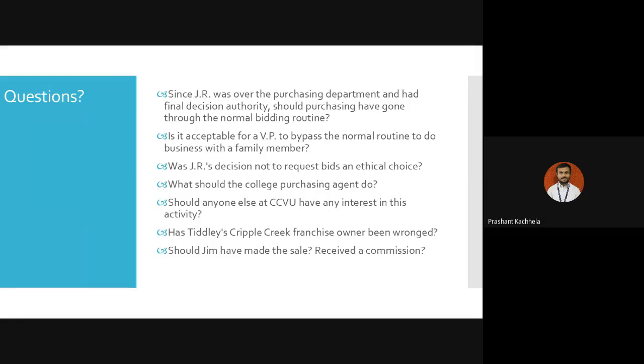You can look at the other questions as well. It is asking whether it is acceptable for a VP to bypass the normal routine to do business with a family member. What do you think? Is it ethical or not? Provide me your response here. Let's discuss your understanding as well. Ritesh is saying non-ethical. Okay.